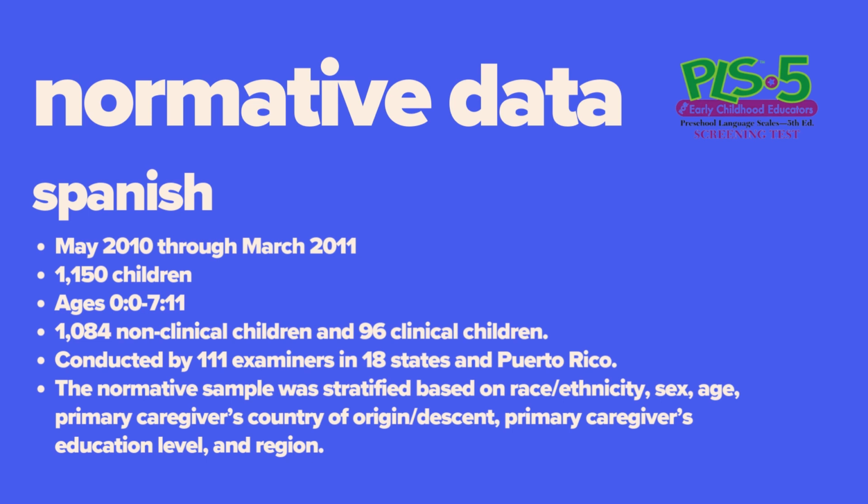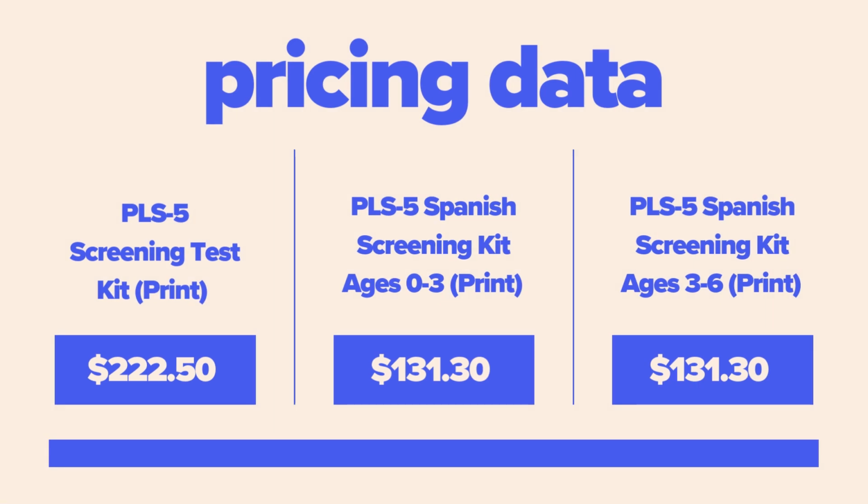As far as pricing goes, the English kit is listed at $222.50. The Spanish kit for ages 0 to 3 and 3 to 6 are both listed at $131.30. A kit includes a stimulus book and test manual with administration and scoring directions, stimulus pages, technical information, and 25 record forms for each age. Please note that there's a record form for each age, and each replacement set is about $50 for 25 copies.